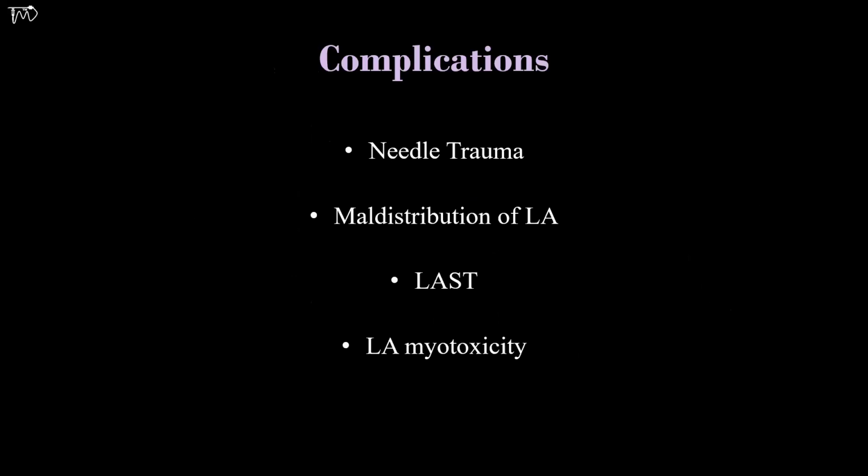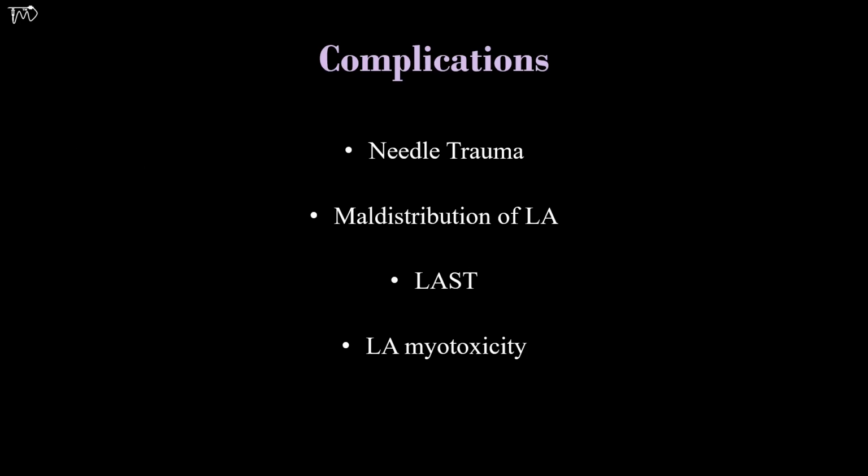So coming to the complications of abdominal wall blocks, these are needle trauma, particularly in landmark guided approaches. The visceral injury can happen, intraperitoneal injury or intraperitoneal injection and subsequently block failure. The vascular injury and hematoma formation can also happen. The second one is maldistribution of the local anesthetic. For example, inadvertent femoral nerve block and transient quadriceps weakness.